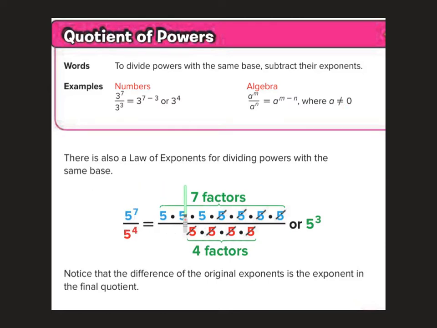There's also a law of exponents for dividing powers with the same base. In this case, we've got 5 to the 7 over 5 to the 4th. So for 5 to the 7th, we've got 7 factors. For 5 to the 4th, we've got 4 factors. When we subtract our 7 factors and our 4 factors, we end up with 5 to the 3rd, or 3 factors of 5. So notice that the difference of the original exponents is the exponent in the final quotient. So again, 5 to the 7 over 5 to the 4 would be the same as 5 to the 7 minus 4, which would equal 5 to the 3rd.